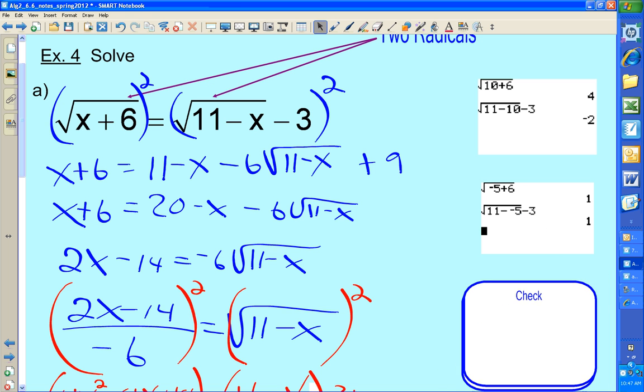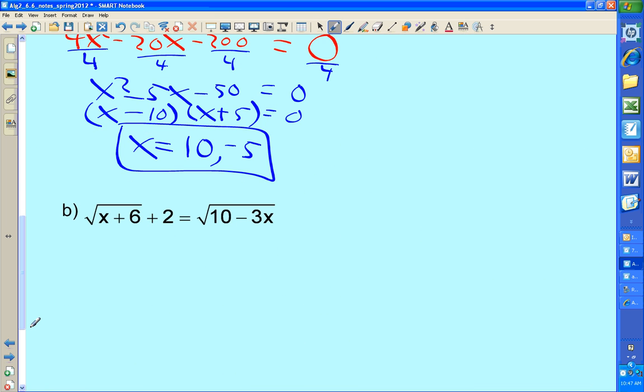If you check the negative 5, the square root of negative 5 plus 6 is 1. The square root of 11 minus negative 5, minus 3, also 1. x equals negative 5 checks. It's the only answer that's going to work for us. So the 10 doesn't check, so we will keep the negative 5 only.